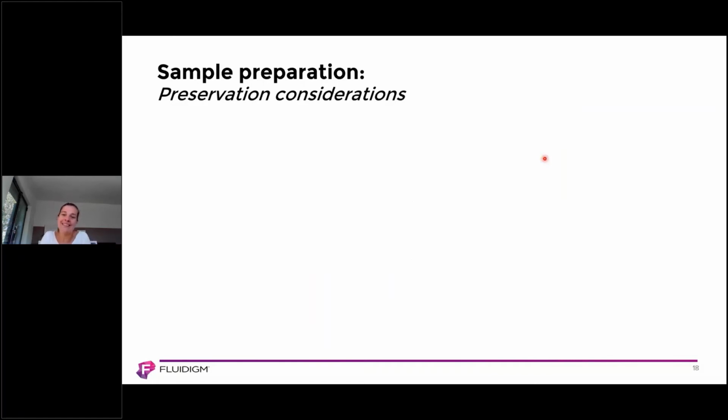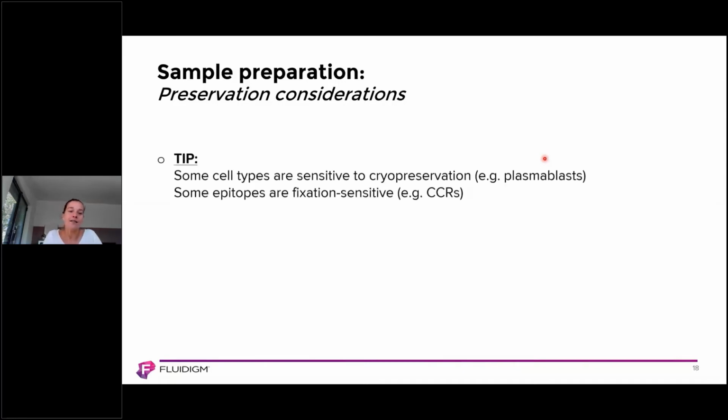So now, be careful when you preserve your samples. Some of your cells will be sensitive to cryopreservation. So sometimes you cannot work on frozen samples because you want to look at some of these cell types like plasmablasts or granulocytes or things like this. So in this case, you will prefer to stain before and preserve after.